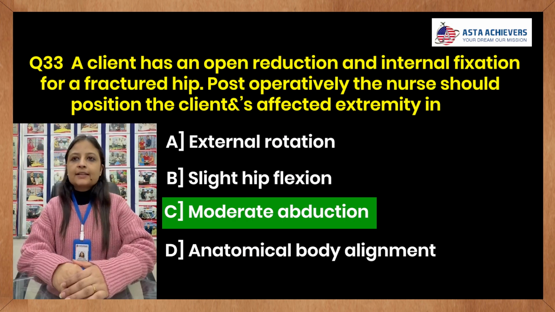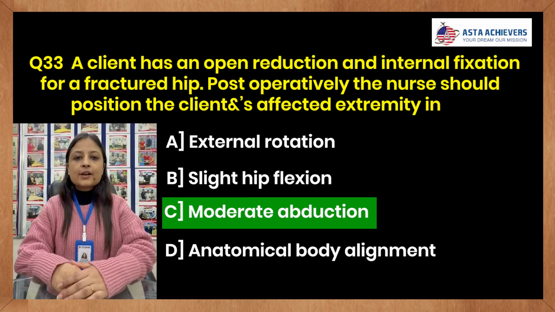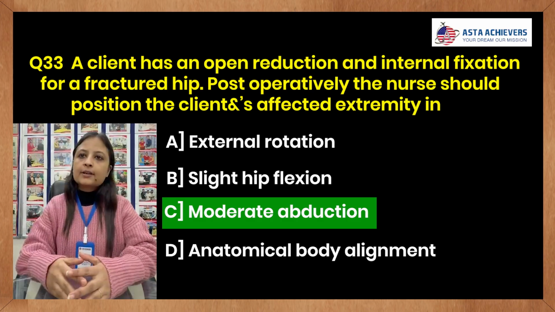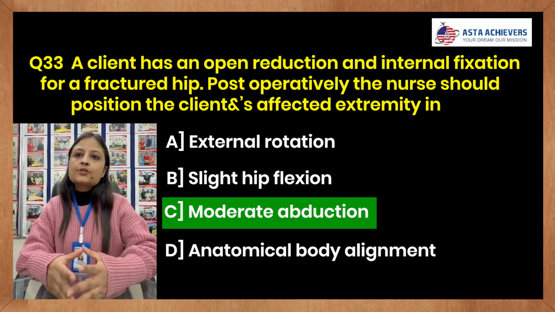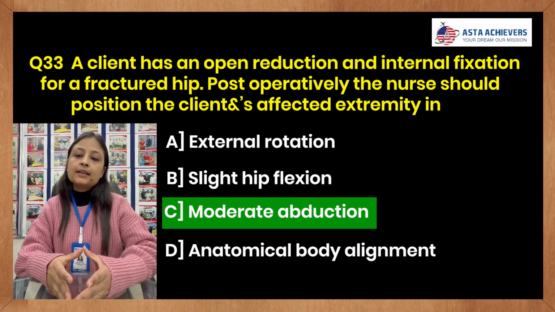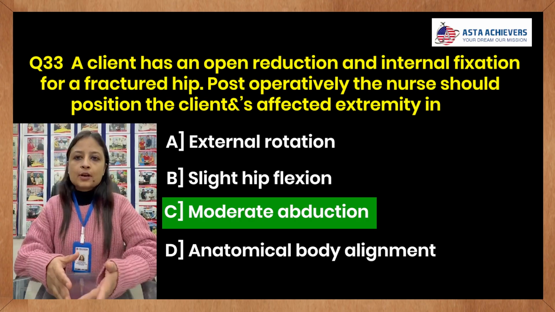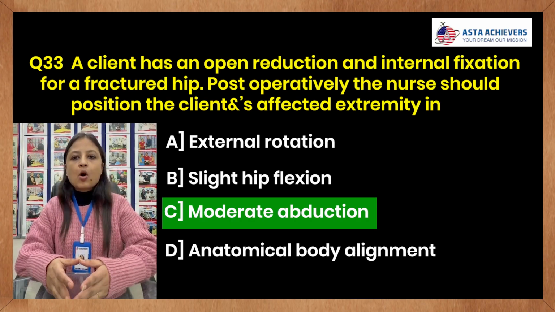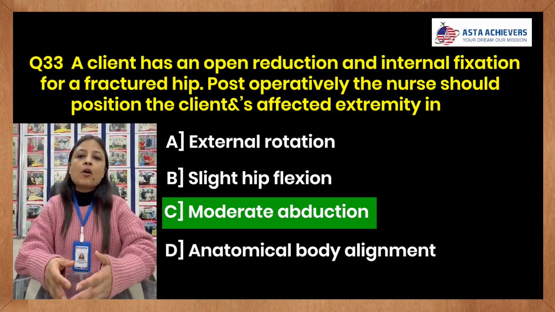Question number 33. A client has an open reduction and internal fixation for a fractured hip. So post-operatively, the nurse should position the affected client in which position? So option A, external rotation. Option B, slight hip flexion. Option C, moderate abduction. And option D, anatomical body alignment.